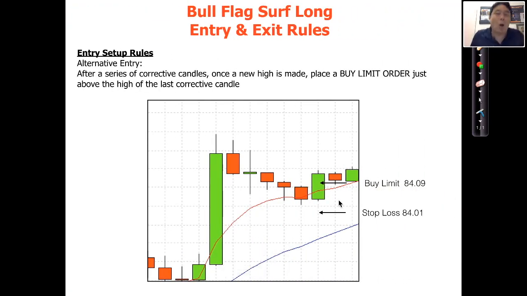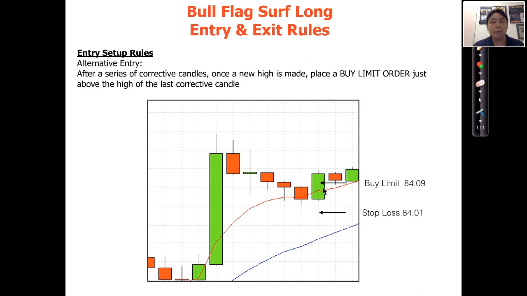Now, here's an alternative way to enter this trade. So again, I've mentioned that when I see the corrective candles, I place my buy stop order above the high of the last corrective candle. Now, another way to enter the trade is using a limit order. Remember, you use a buy stop order when you want to buy above the current price, but you use a buy limit order when you want to buy below the current price.